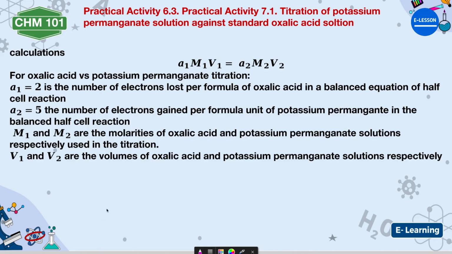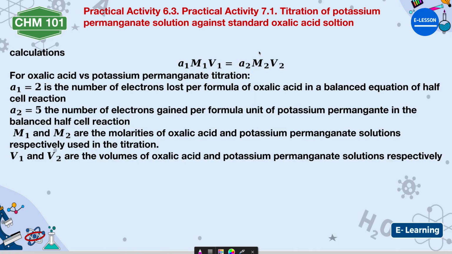Now the next thing is the calculation. Now they gave you this sheet in your manual, the formula. A1 M1 V1 is equal to A2 M2 V2. Each of the parameters or each of the terms there we actually define. They say A1 is equal to 2. It was given. It says the number of electrons lost per formula of oxalic acid in a balanced equation of half-cell reaction. Now, some of the questions require you to do some half-cell balancing of equation. All right, A2 is 5, the number of electrons gained per formula unit of potassium permanganate in the balanced half-cell reaction.